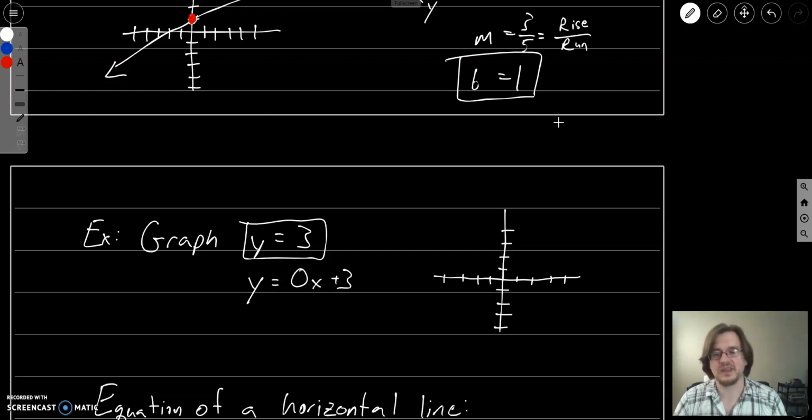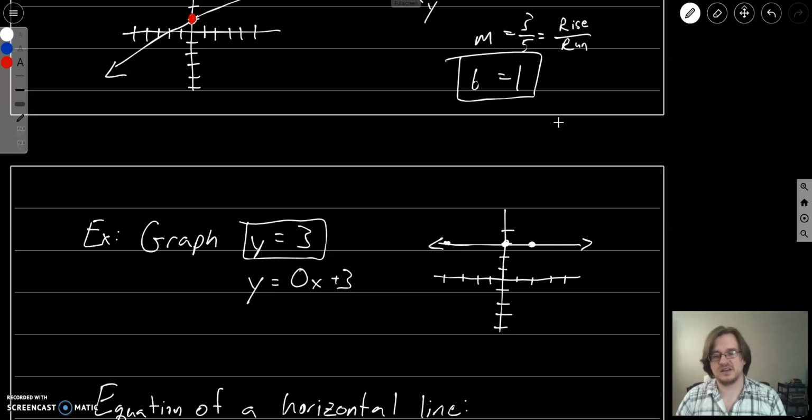It's just hiding. Now let me graph this without really considering the slope-intercept form for a second. y is equal to 3. So the question is, for what x value? Well, if it's not specified, x can be anything. So when x is 0, y is 3. When x is 2, y is 3. When x is negative 3, y is 3. No matter what x is, y is always 3. So we just have the straight line.